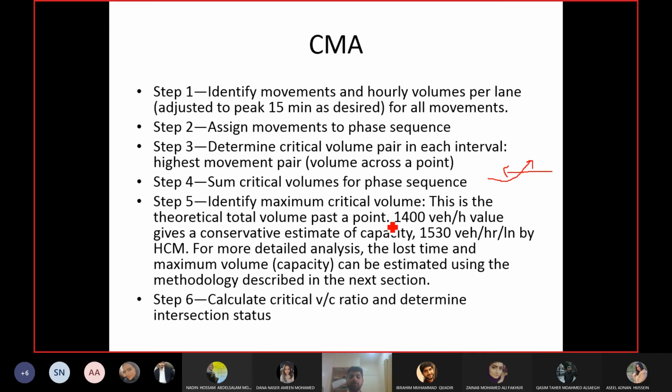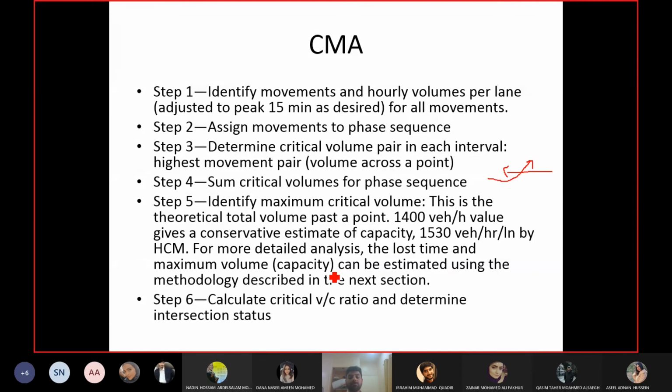The theoretical total volume past a point is normally taken as 1400 vehicles per hour, and in the Highway Capacity Manual, its value is given as 1530 vehicles per hour per lane. Again, these are recommended values. If you want to calculate your own value, then you can use the loss time and capacity. You calculate the capacity as the saturation flow rate, then deduct the loss time, and then you can have this maximum critical volume. So this is step 5. If you are not using recommended values, then you will do some calculation using the loss time and maximum volume of the saturation flow rate. Otherwise, just take the recommended value.